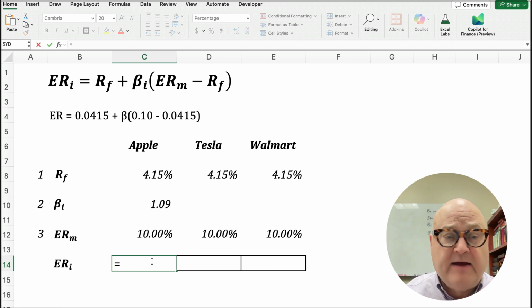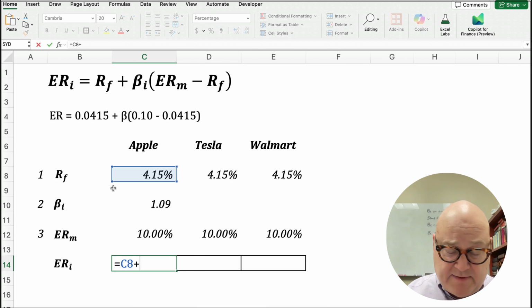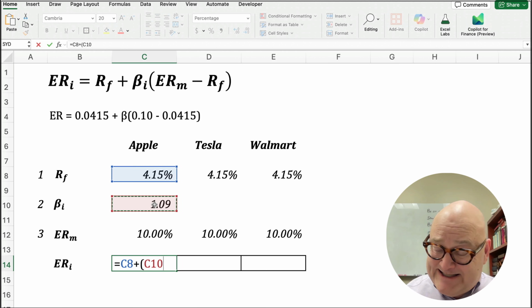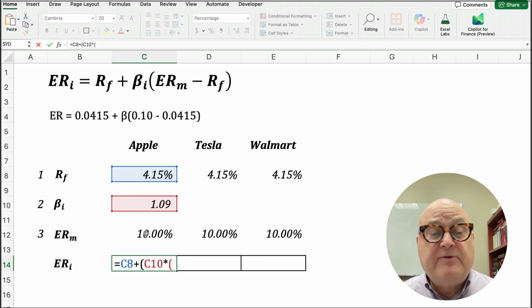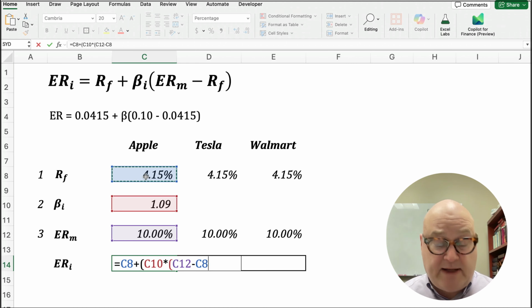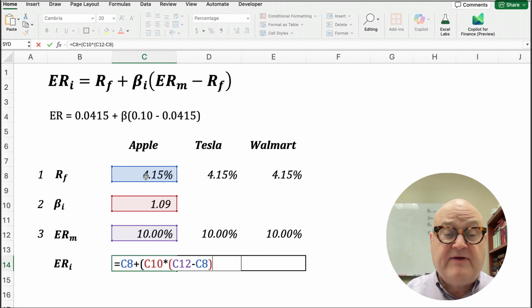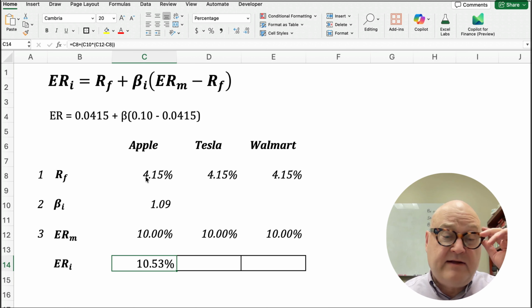So we're going to start with, I'm going to point to the 4.15%, okay? Plus, I'm starting with parentheses, I'm going to take beta times, and then I need to do the expected return, 10%, minus the risk-free rate, and then close my parentheses on the beta times the market risk premium. And so we should get something that's a little bit higher than 10%.